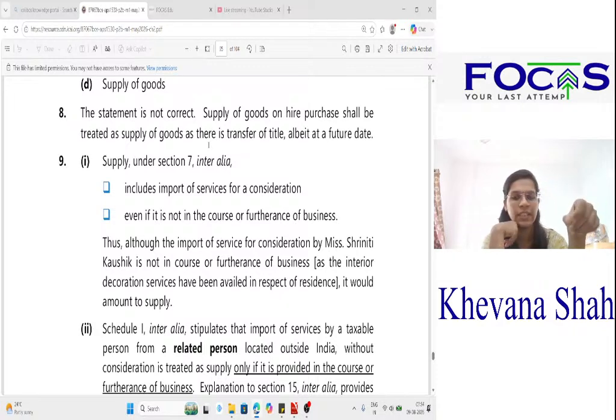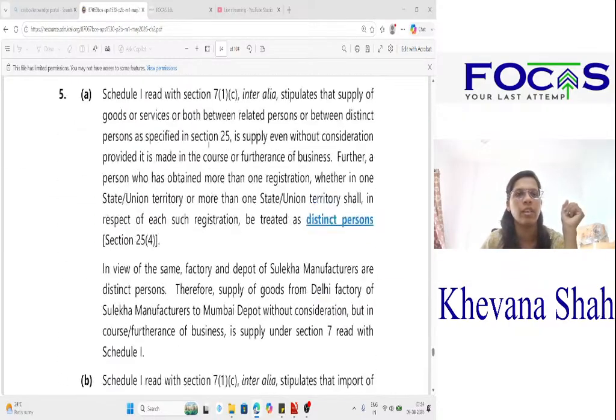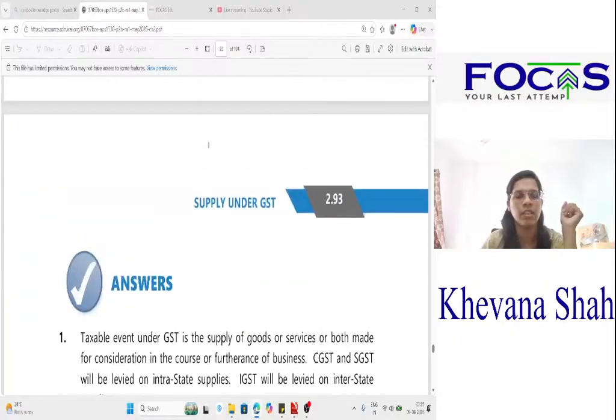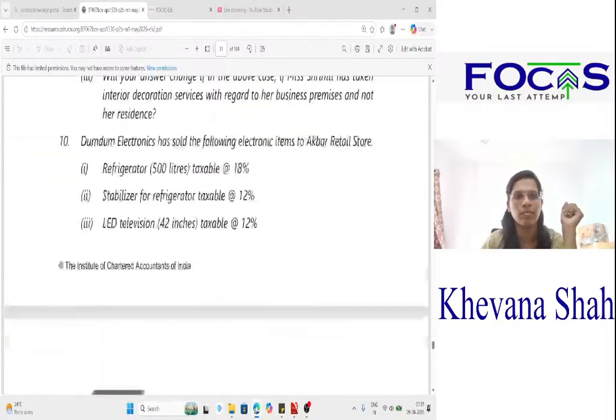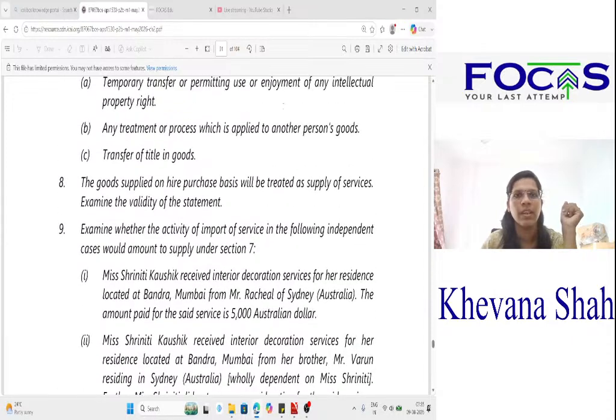So what they are saying is the statement is not correct. Supply of goods on hire purchase shall be treated as supply of goods as there is transfer of title at a future date. So on some future date you are going to transfer the title, and the day you are transferring the title, this becomes the supply of goods. And what they have given in question is that this will be treated as supply of services.